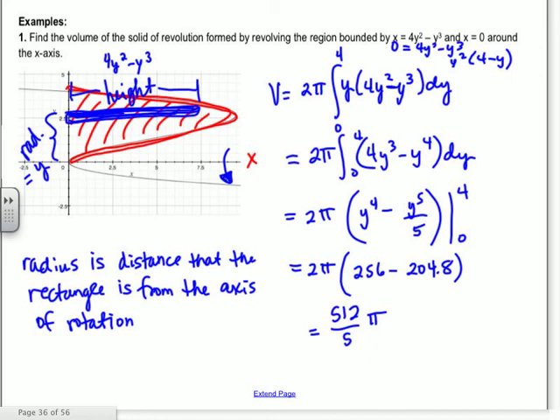Okay, so pretty straightforward. You guys understand? Like I said, the most confusing thing is that it's the opposite of the disc method. Instead of using x values, you're using y values. You have to think about what that rectangle looks like. Okay, so let's try another one.